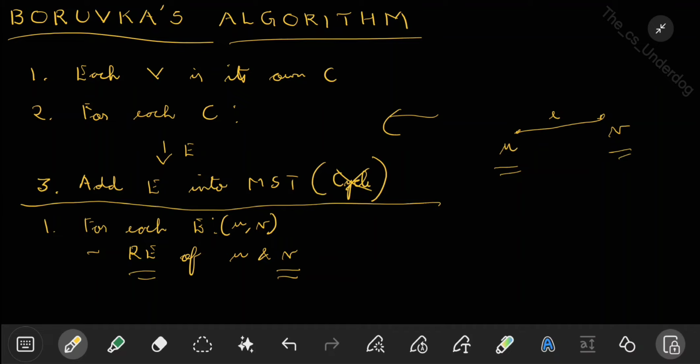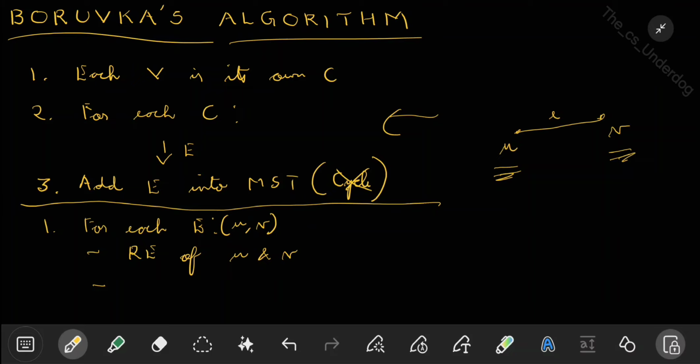When you do this, if both of these give you the same representative element, that means if you add this particular edge to your MST, it is going to form a cycle, which means you should not consider this edge at all. But in case it is not forming a cycle, that is, the representative elements of U and V are different, that means the cycle part is safe. You are not going to form any cycle. The next question is whether this edge is the smallest edge that is going out of any component or not. So for that, what are you going to do? You will update the cheapest entry.